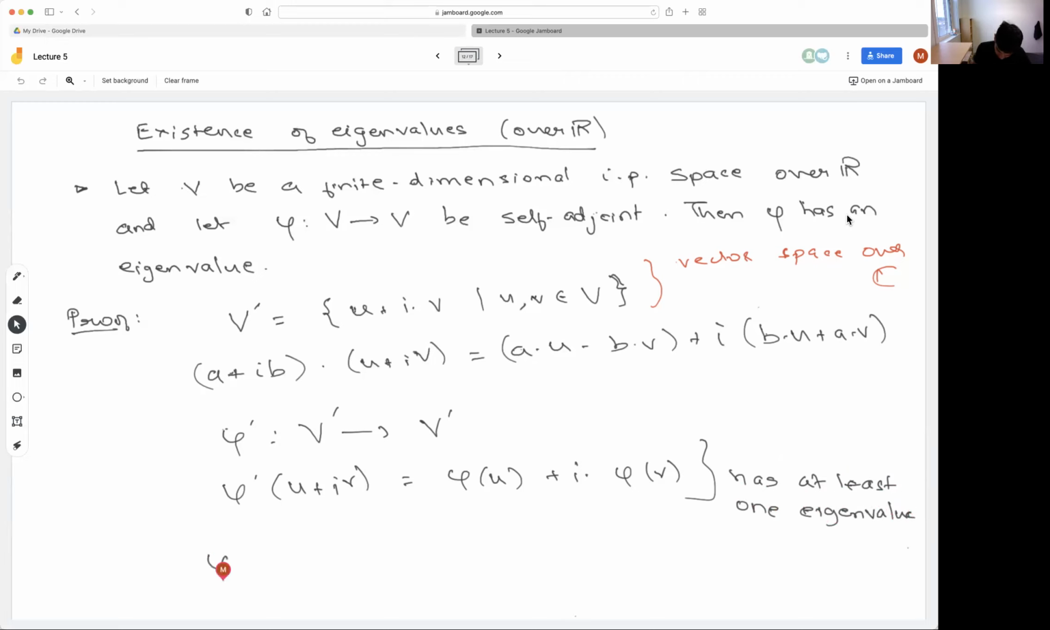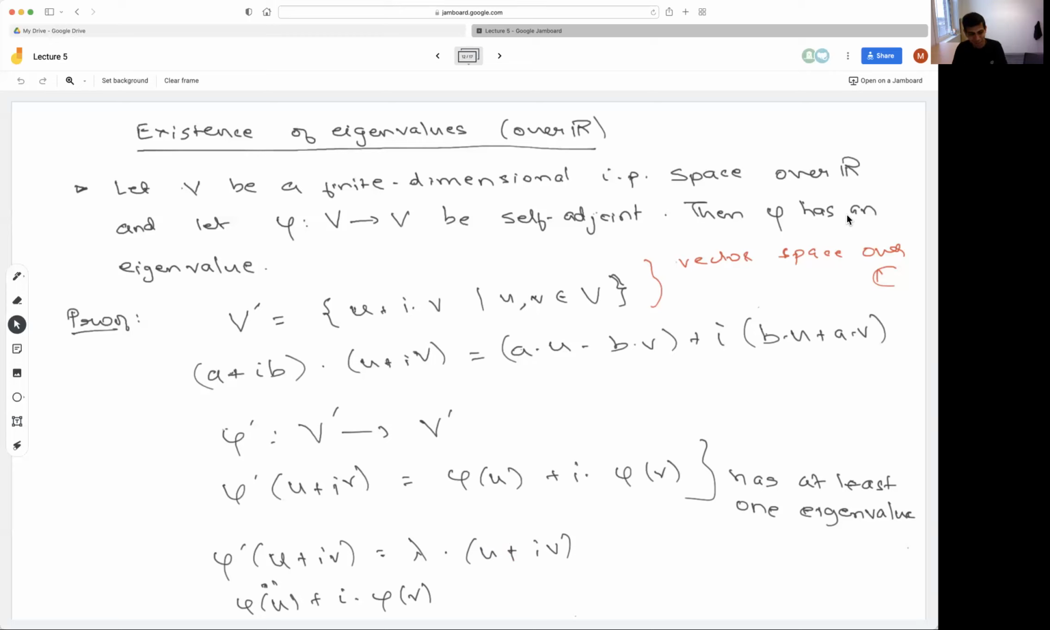But if you have an eigenvalue of this, and this is defined as phi of u plus, sorry, plus i times phi of v, then you must have lambda as an eigenvalue of phi also.